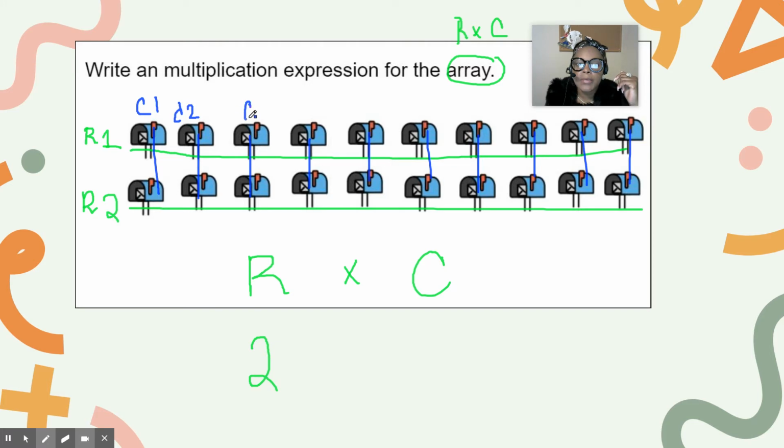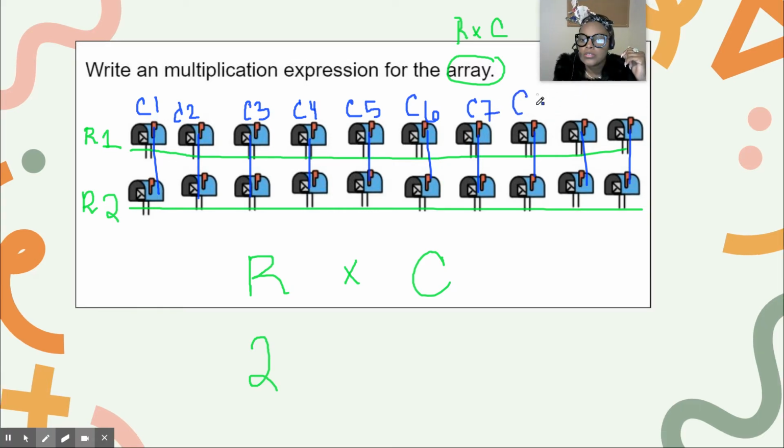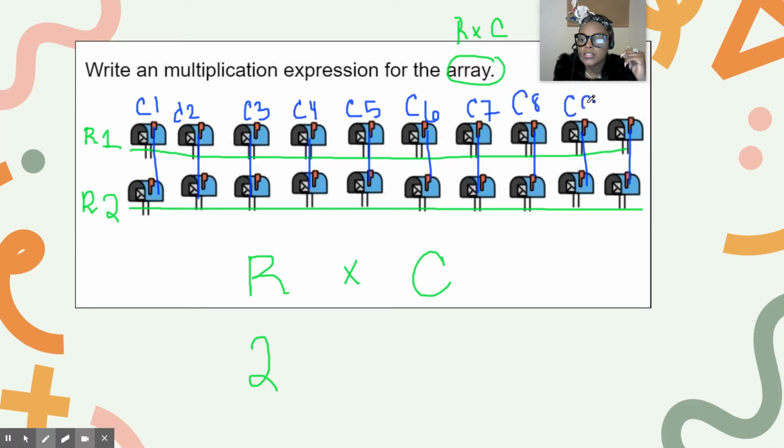And this is checking myself. In math, check yourself, because it's easy for us to miscount. So I always check myself. Here's column 8, column 9, and column 10. So, yep, definitely 10. I'm going to slap that 10 here.